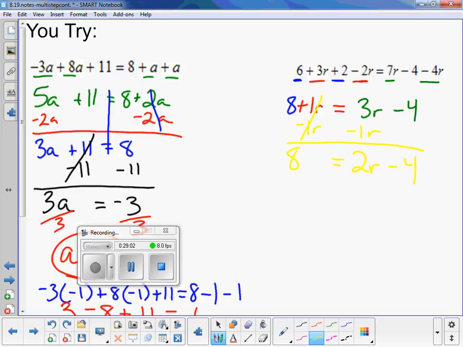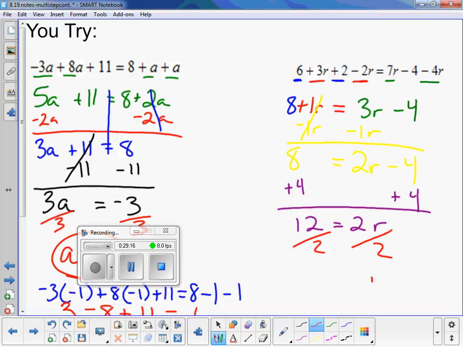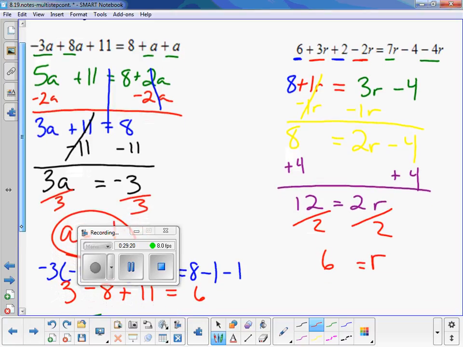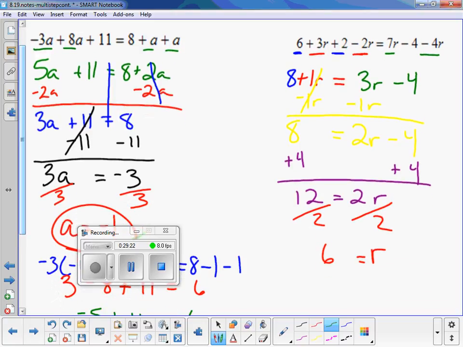Now I just have multiplication and subtraction. So I get rid of the subtraction first by adding it. So I get 12 equals 2r. And then it's just multiplication, which we know the opposite of is division. So r equals 6. I think that's my answer, so I'm going to plug in and check.